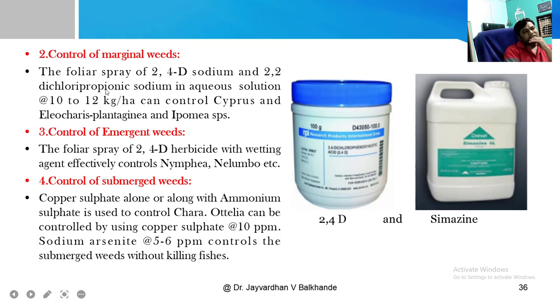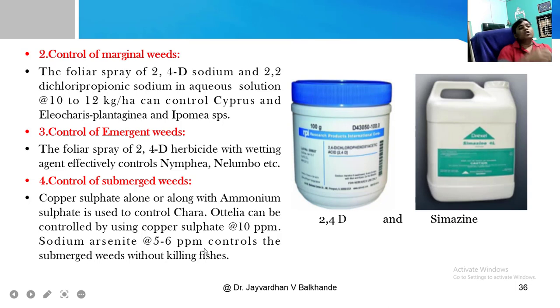So the control of marginal weeds: a foliar spray of 2,4-D sodium and 2,2-dichloropropionic sodium in aqueous solution at the rate of 10 to 12 kg per hectare can control Cyperus and Heleocharis, Limnophila plantaginea and Ipomoea species. Okay, and the control of emergent weeds. For the control of emergent weeds, we also use a foliar spray of the 2,4-D herbicide with a wetting agent, which effectively controls the Nymphaea and Nelumbo weeds.